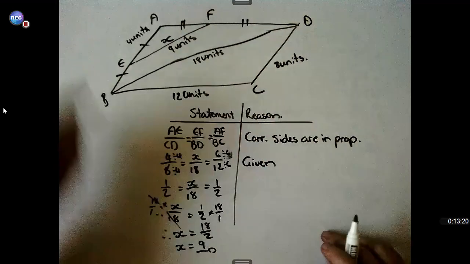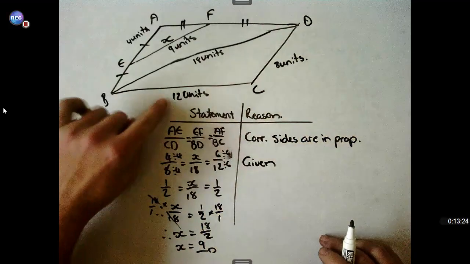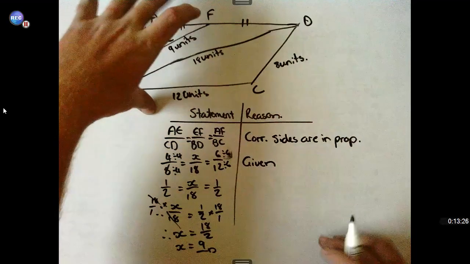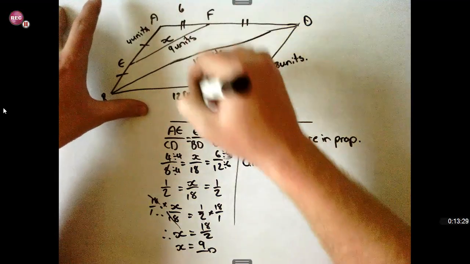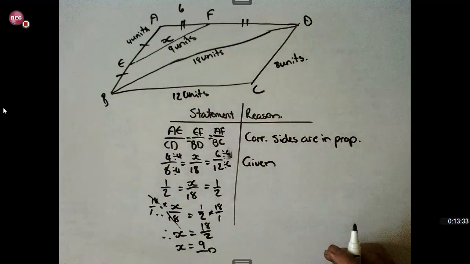Which makes sense, because if this is 4, you multiply by 2, you get 8. This is 12, and this is 6. If you multiply by 2, you'll get 12. And if you multiply by 2 here, you should get 18 for the corresponding side over there. And there you've solved the value for the unknown side in this case.